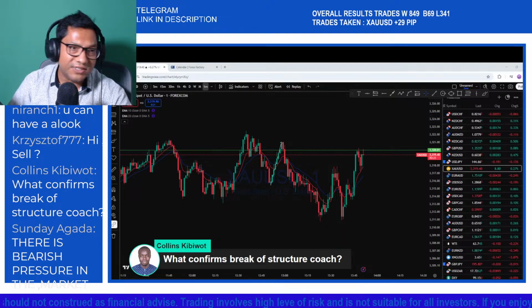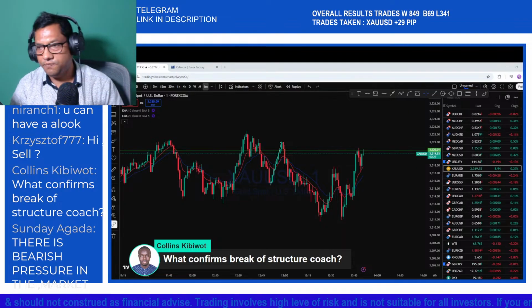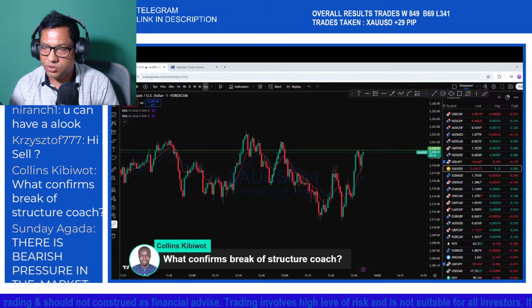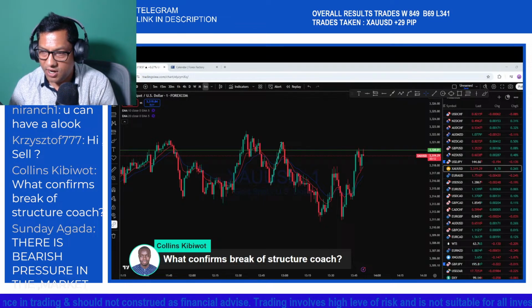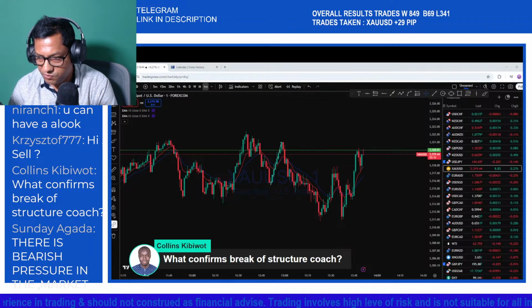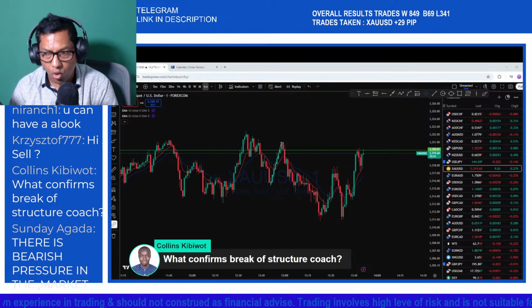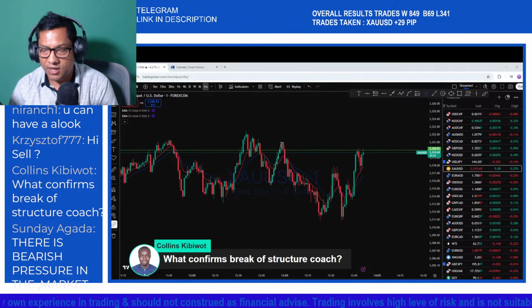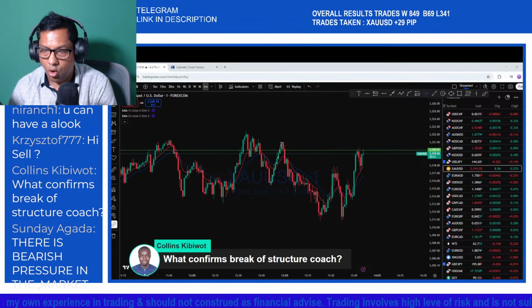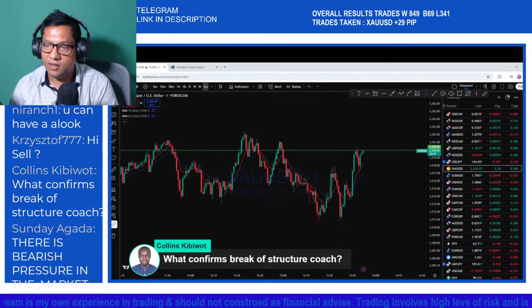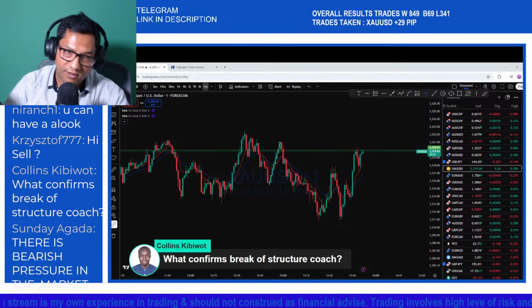Okay, so to understand the break of structure: the break of structure is confirmed when the market violates a series of higher highs and higher lows in an uptrend, especially when the price breaks the nearest swing low with a longer impulse. Now this is completely opposite to how we think, right?